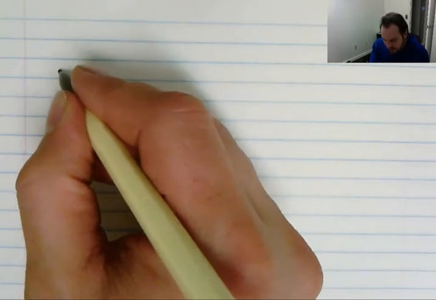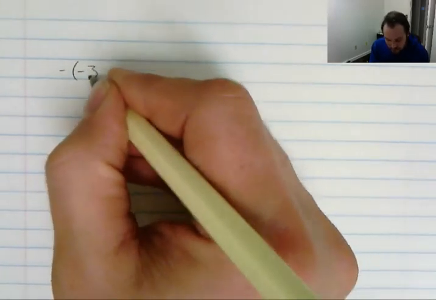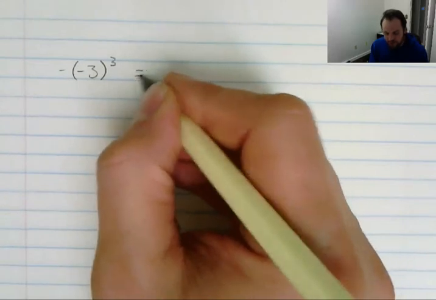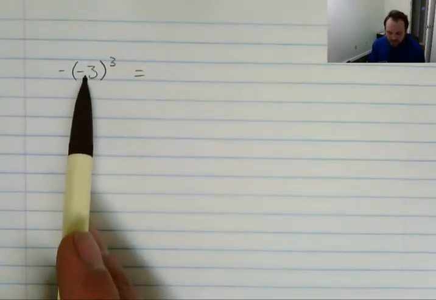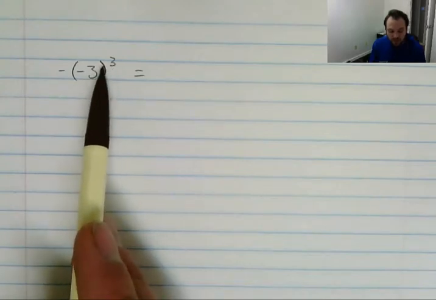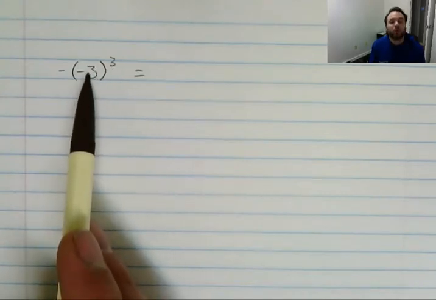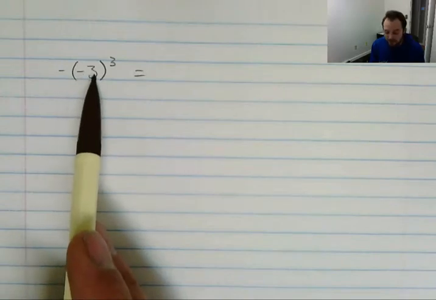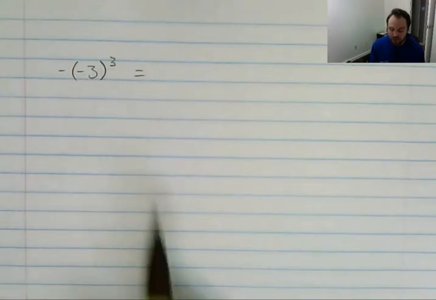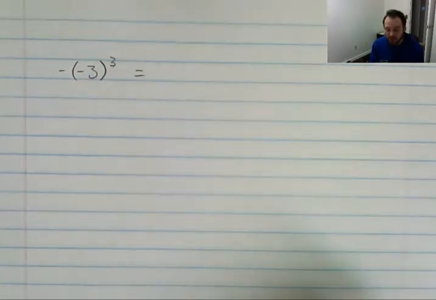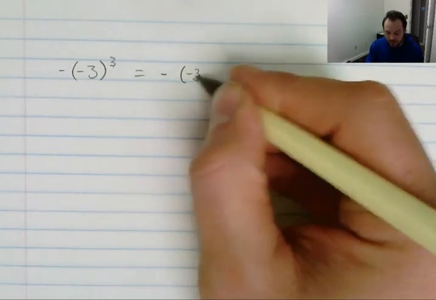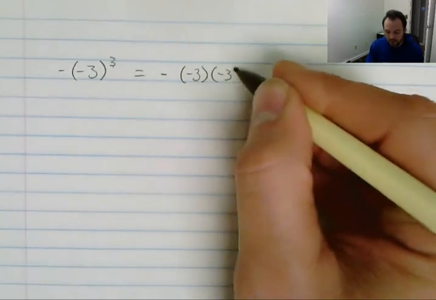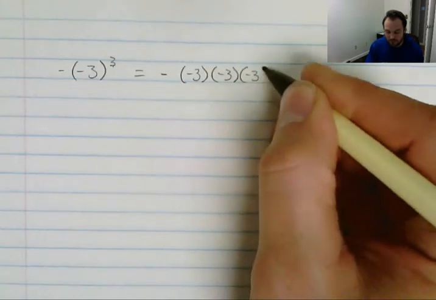So I'm going to have negative, bracket, negative 3, and I'm going to go to the power of 3. All right, so now if I'm looking at this, we have negative 3 to the power of 3. So that means all of these here are being multiplied together. The negative 3 is all being multiplied together. It's not just 3, it's negative 3, because all of this is in the brackets and the exponent is outside of the brackets. So if I look, we still have that negative on the outside, and we have negative 3 multiplied by negative 3 multiplied by negative 3.